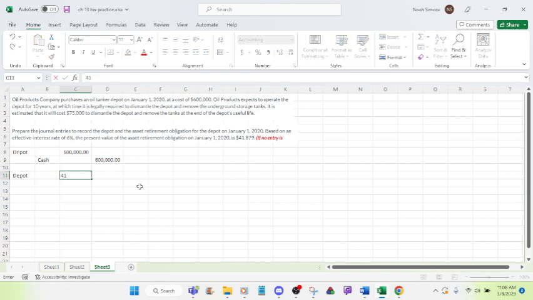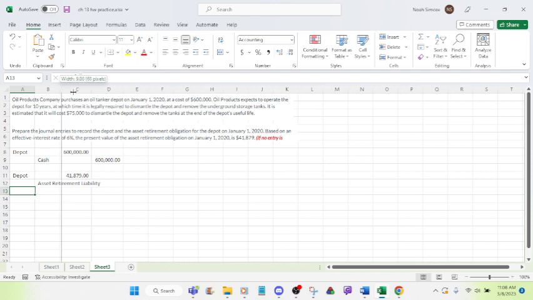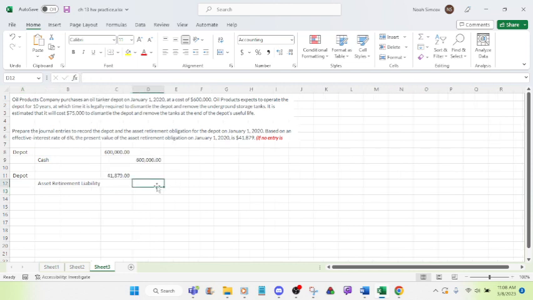and then the asset retirement liability or something. I don't even know the name of the account, so I'm gonna have to just look that up. So that was pretty simple because they already told you the present value. You didn't even need to calculate it. So now I just need to get the proper terminology.